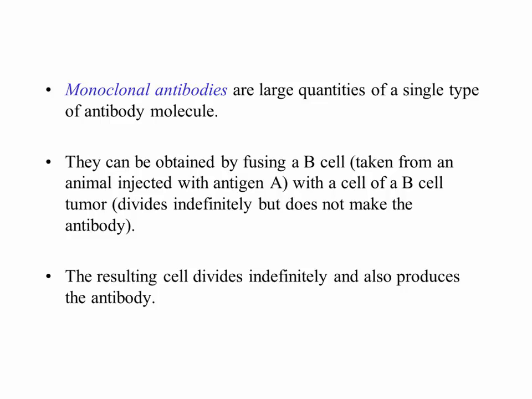And you take that B cell and you fuse that with the B cell tumor. Now the cell that is taken from the tumor has the property that it is going to divide uncontrollably. It's going to keep on dividing. Whereas the B cell that you have taken from the animal injected with that antigen has the property that it is going to produce the appropriate antibody. So if you fuse the two together, you now have a B cell that is going to divide uncontrollably and at the same time produce that antibody. So you can produce large quantities of that antibody.